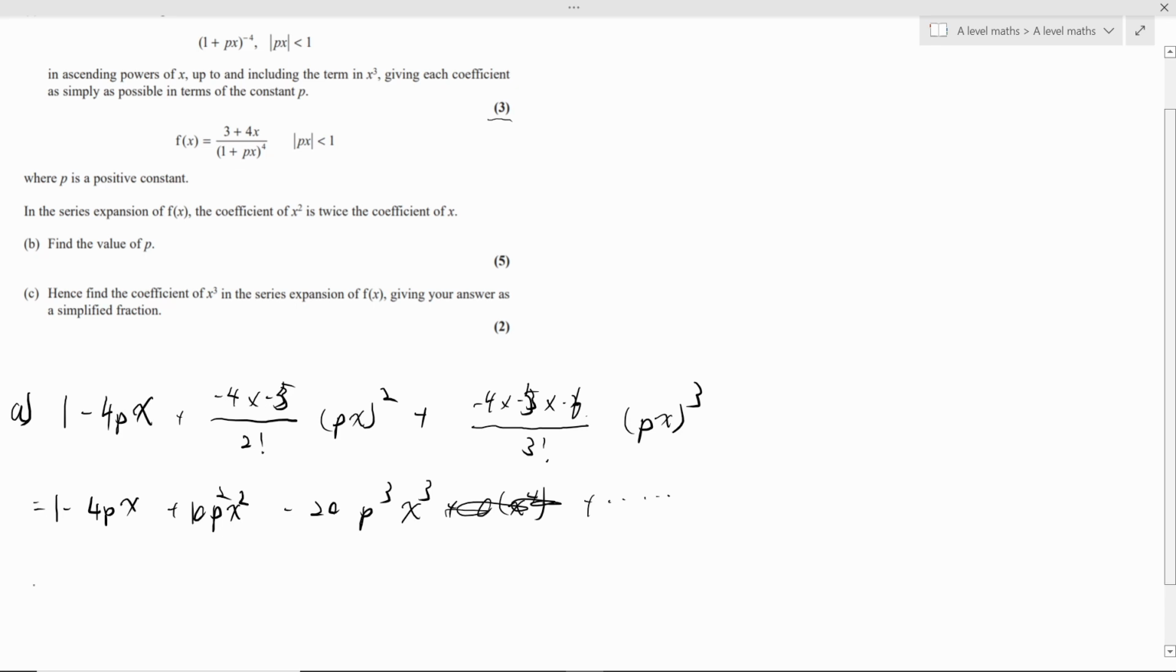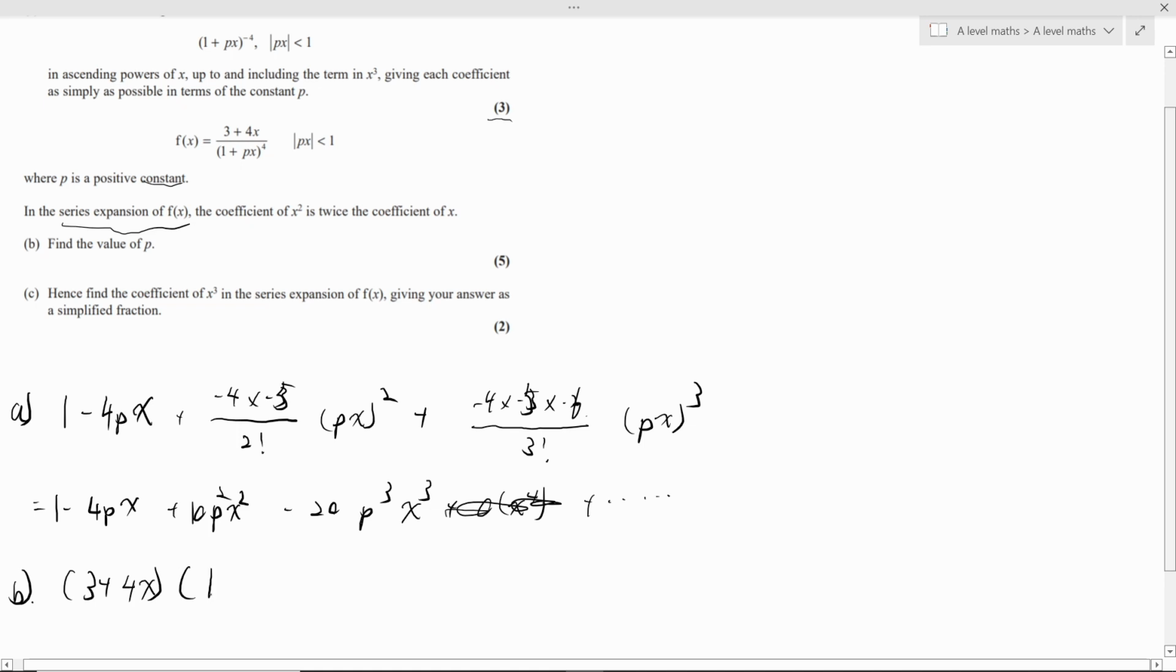Okay, that's part A. Now f(x) is (3 + 4x) over (1 + px) to the power of 4. Again, |px| < 1, so we need not worry about convergence, where p is a positive constant. In the series expansion of f(x), the coefficient of x squared is twice the coefficient of x. Part B: find the value of p. How are we going to find the value of p then? Well, it mentions a series expansion, so I think we have to find the actual expansion of f(x).